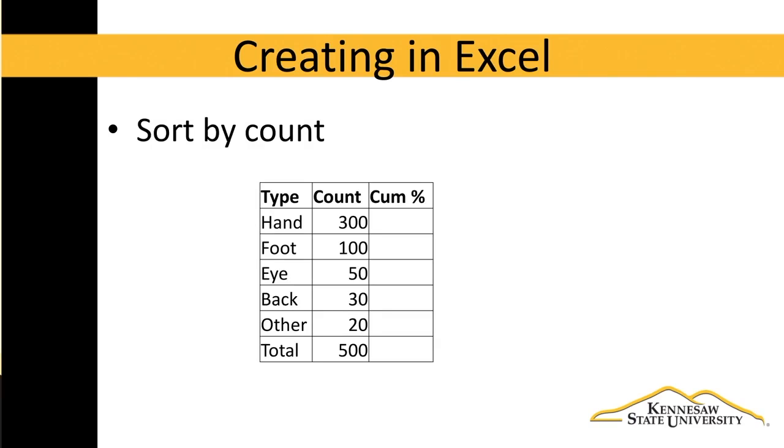You won't know how to order it until after you collect the data. The next step is to sort the data by count, from largest to smallest. You may need to use the custom sort function in Excel. Select the column you want to sort on, which is count, and sort largest to smallest. Now, the most frequently occurring injury will be first on the list.